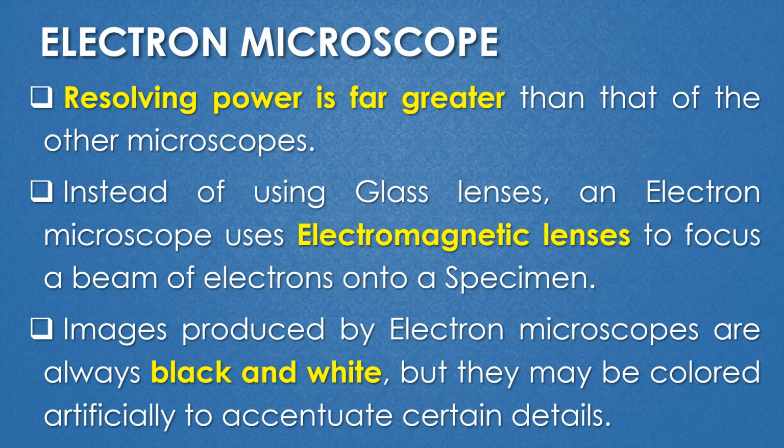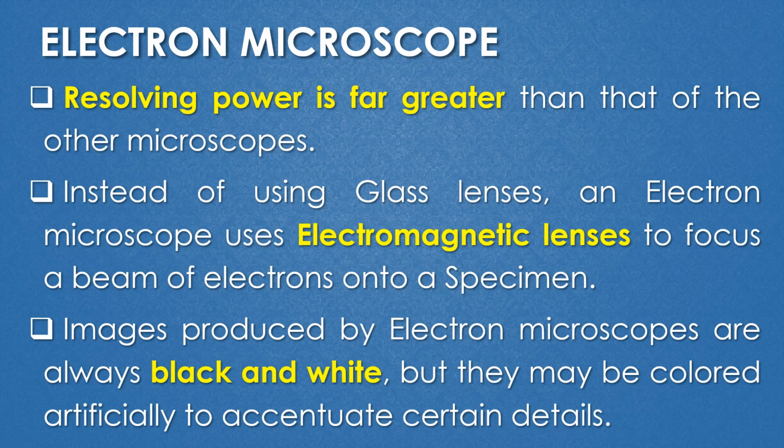And instead of using glass lenses, the electron microscope uses electromagnetic lenses like the condenser lens, objective lens, and projector or ocular lens. Three types of electromagnetic lenses are present in the electron microscope, and they are used to focus a beam of electrons onto the specimen.